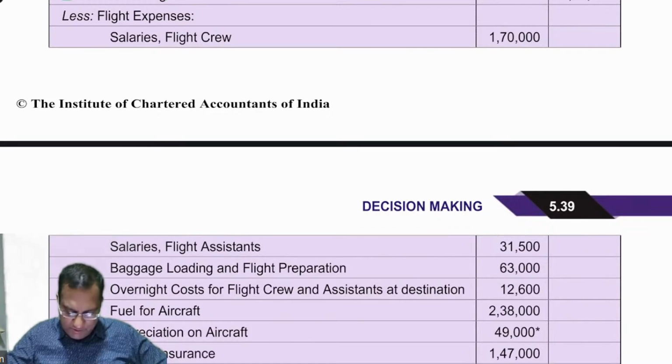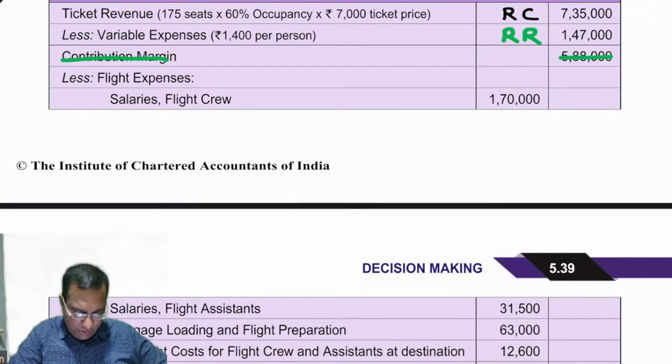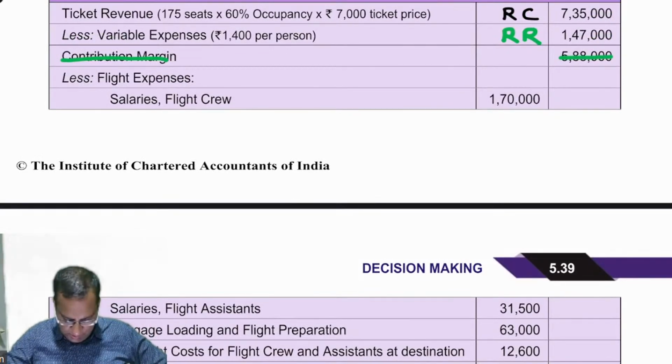1,70,000 and 31,500. Whether they are relevant or irrelevant, I am waiting for your answer, beta. Please communicate fast. Okay, Karthik, beta, correct answer है आपका.